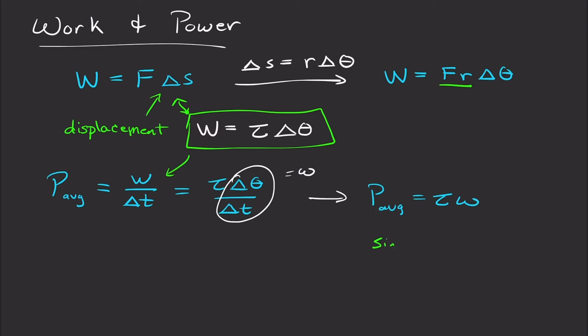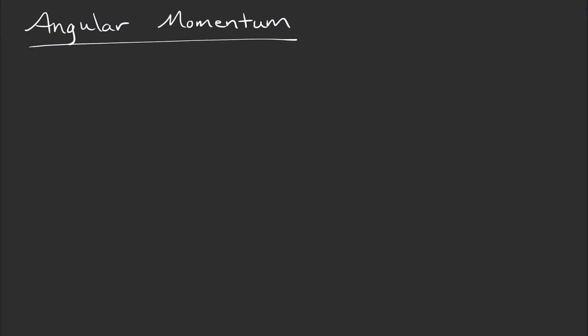And this is similar to our expression from linear motion. The power is equal to the force times velocity. In angular motion, instead of forces, you have torques, and instead of velocity, you have angular velocity. So let's continue on with our angular quantities. We're pretty much going through all of the quantities that we had for linear motion and getting angular analogs.